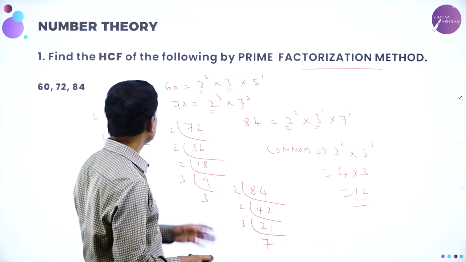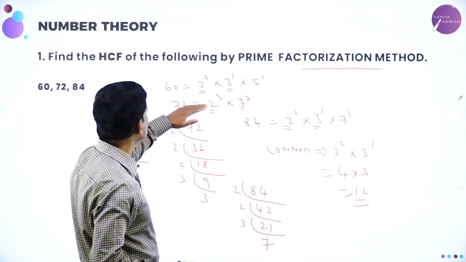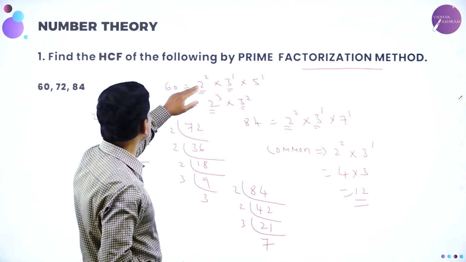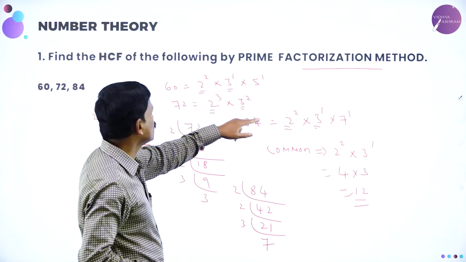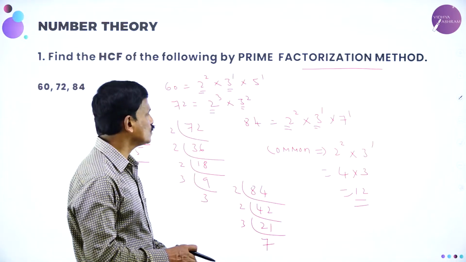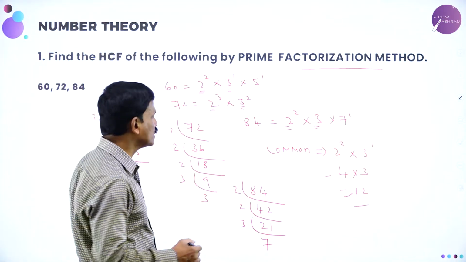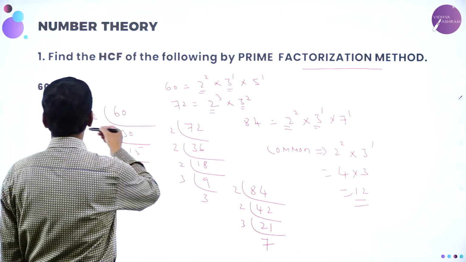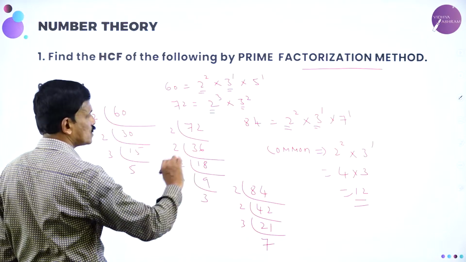So see here, the common factors are 2 and 3, in which the least power of 2 is 2 square and 3 to the power of 1 is the common. So therefore the highest common factor is 4 into 3, equal to 12. That's it. So the HCF of 60, 72 and 84 is 12.